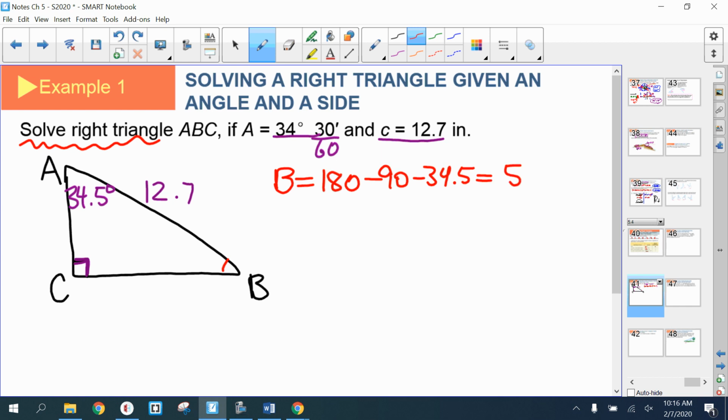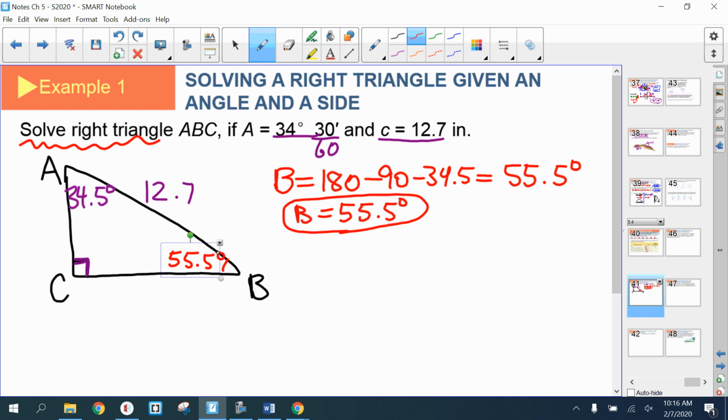55.5, okay? Get your calculators out. 55.5. So I'm going to write B equals 55.5 degrees, and I'm going to circle it because that's part of my answer. I'm trying to find all of the missing parts. That's one of them. I think it would even probably help to label it in your picture after you find it. Okay? All right, so I've got all the angles. I need some of the sides. So if you think about it, we are looking for side A, lowercase a, and side B.